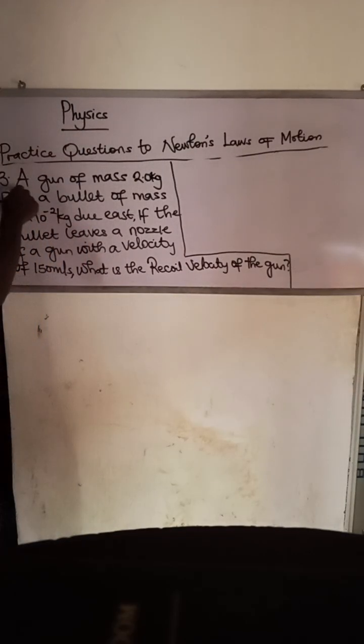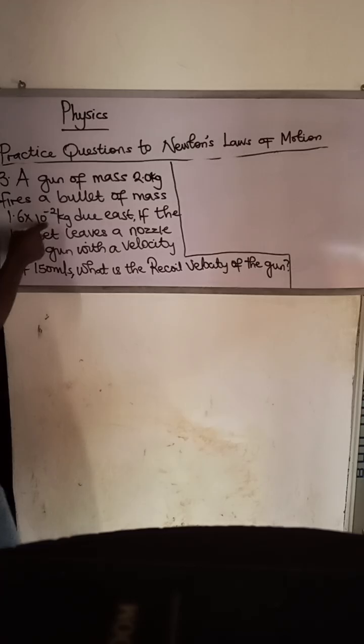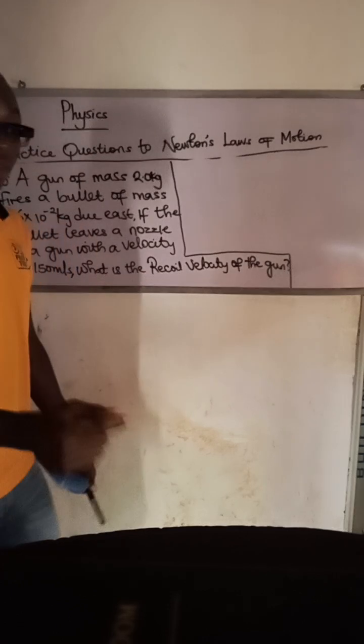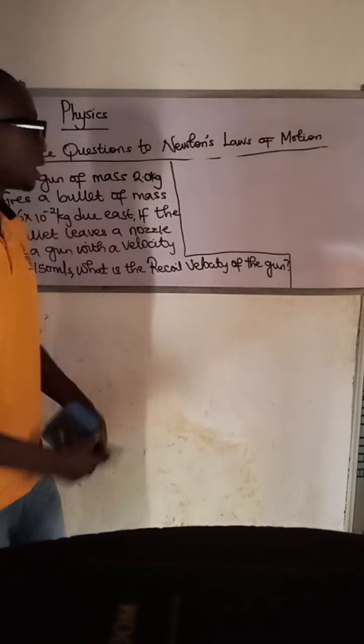Now, it says a gun of mass 2.0 kg fires a bullet of mass 1.6 times 10 raised to the power of minus 2 kg due east. If the bullet leaves the nozzle of the gun with a velocity of 150 meters per second, what is the recoil velocity of the gun? If you've watched the previous one, you can solve this. Now let's solve it.